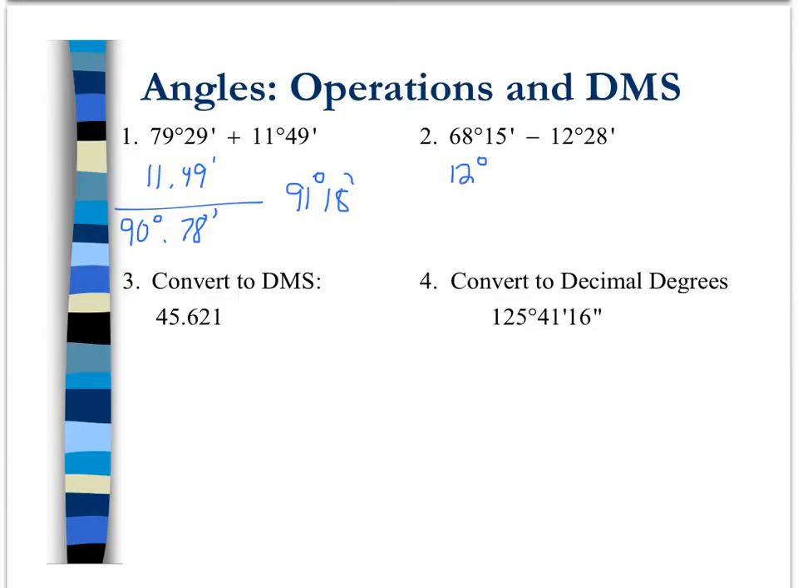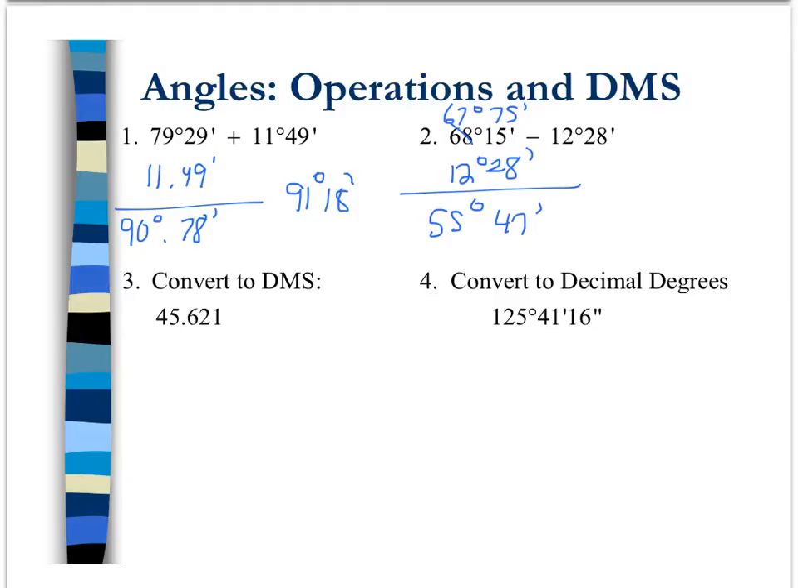When we do subtraction, if I don't happen to have enough minutes, I need to borrow. So I'm going to borrow 1 degree and turn it into 60 minutes. So 60 plus 15 gives me 75 minutes. And now I go ahead and subtract. And I will get 55 degrees and 47 minutes.